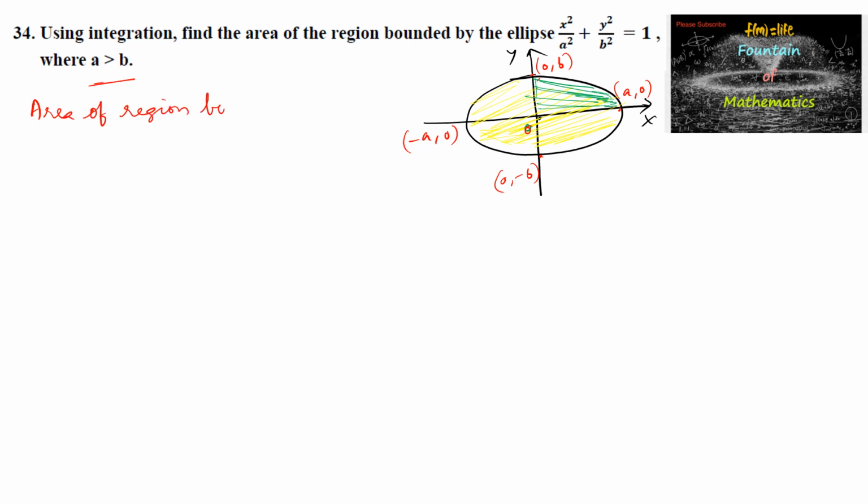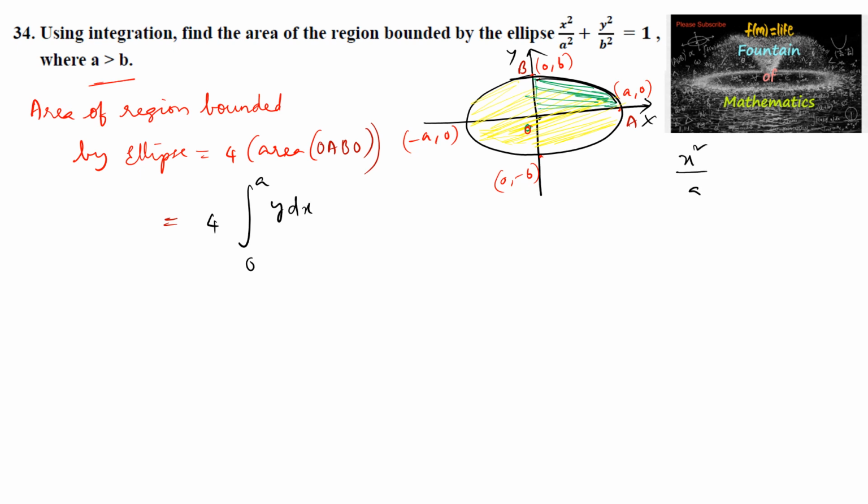So area of the region bounded by ellipse is equal to, so here we can say 4 times area of the region O, say this is A, B, O. So we can write O, A, B, O, and which is equal to, by integrations we can write 4 times integral 0 to A, and the curve is here y dx.